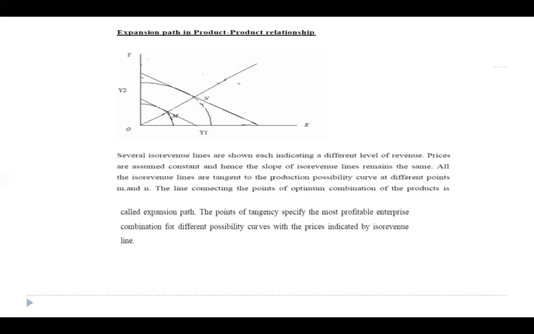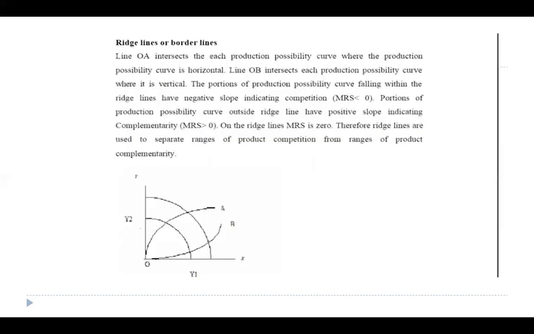Whatever the price that is indicated by iso revenue line, and whatever the output represented by production possibility curve, that tangency point and the line connecting the tangency points is called expansion path. So these are very important concepts you have to know for graphical method in product-product relationship.